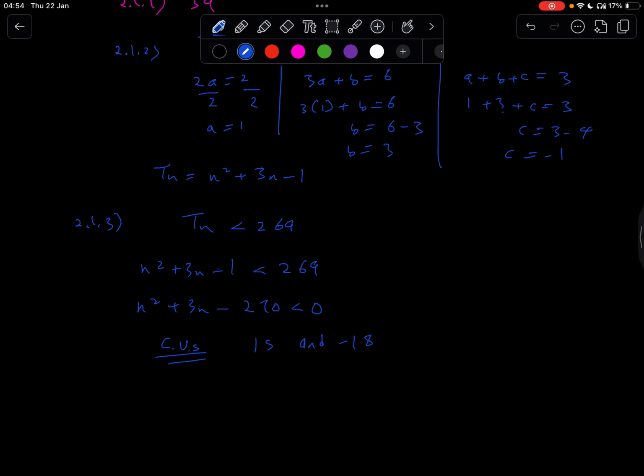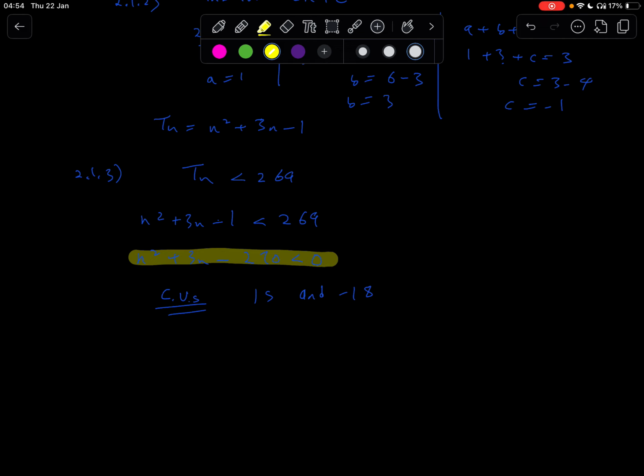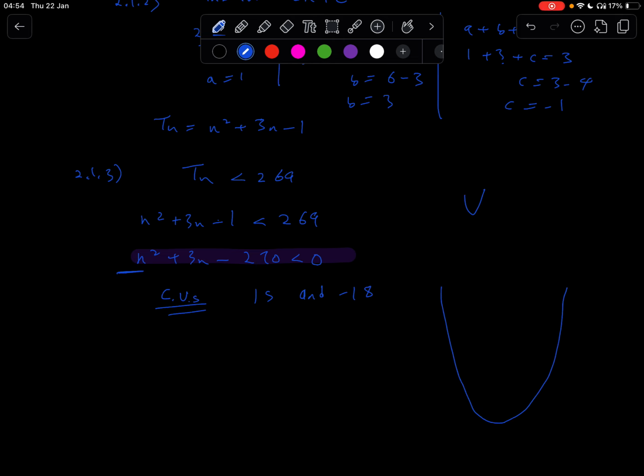With quadratic inequalities, I prefer to solve them graphically. So we look at this, what we factorized, and plot a graph based on this. Here the value of a is positive, therefore we get a smiley graph. So let's get that, with our critical values, negative 18 and 15.